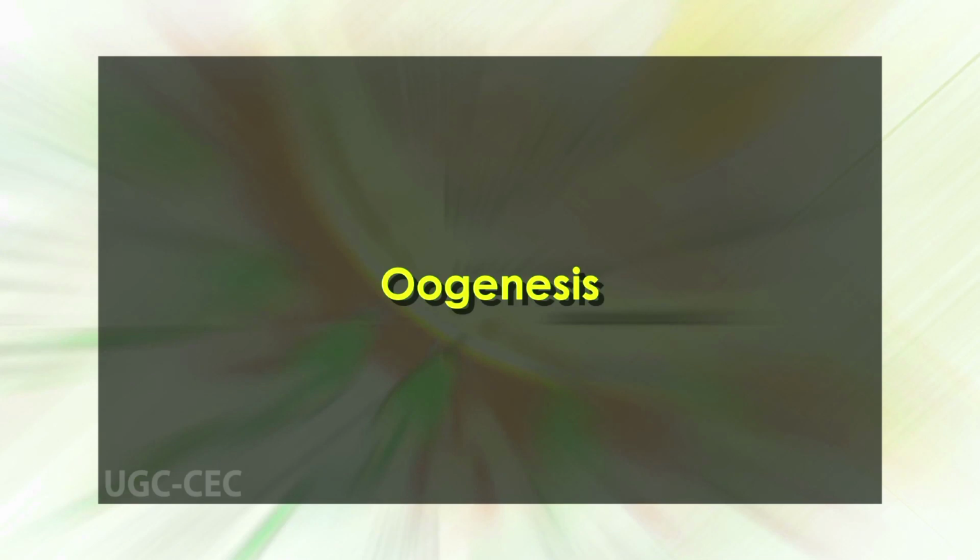Dear students, now let's move on to oogenesis. It's the process of formation of reproductive cells in the ovaries. Whereas spermatogenesis begins in males at puberty, oogenesis begins in females before they are even born. It starts in a 25-week-old fetus. Egg formation starts before birth but is completed only after fertilization.